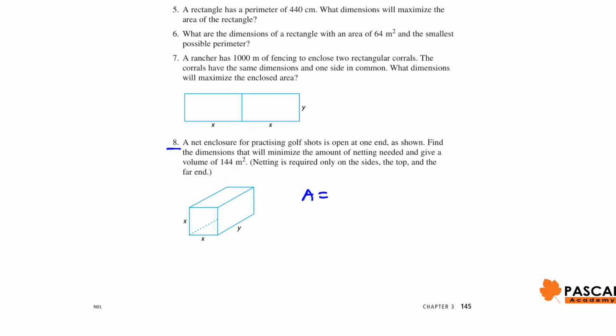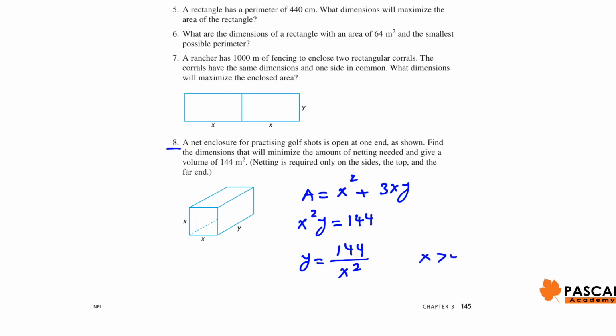The area is the area of the far end plus the area of the top and the sides, which is x² plus 3xy. x²y is the volume, which is 144, therefore y is 144 divided by x².